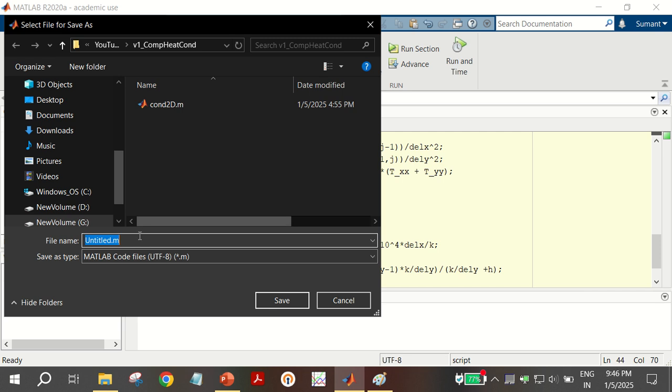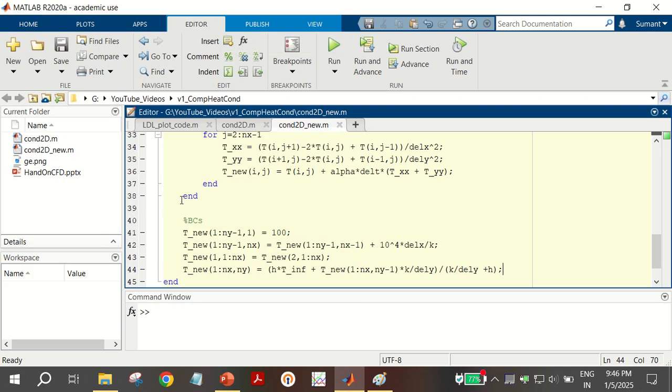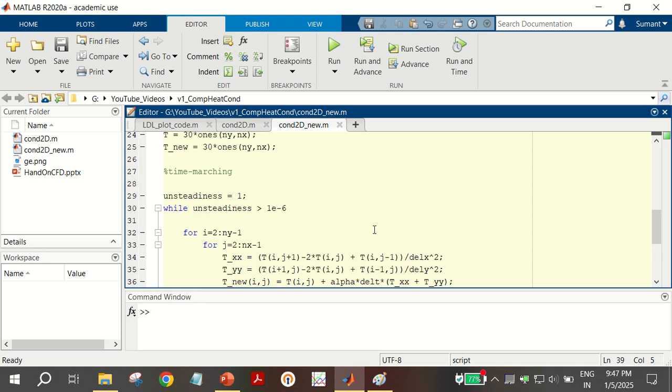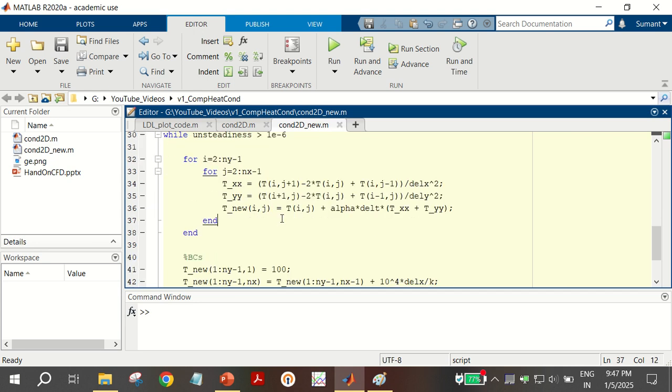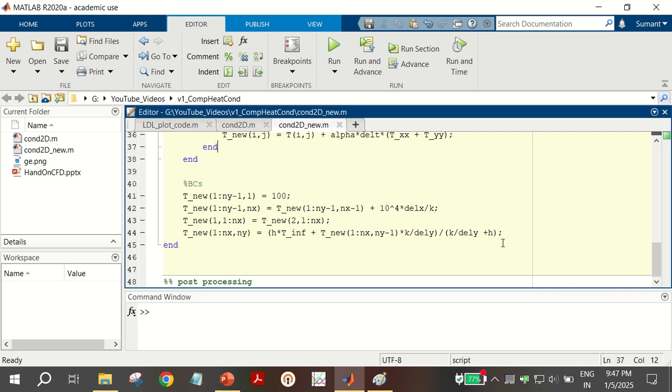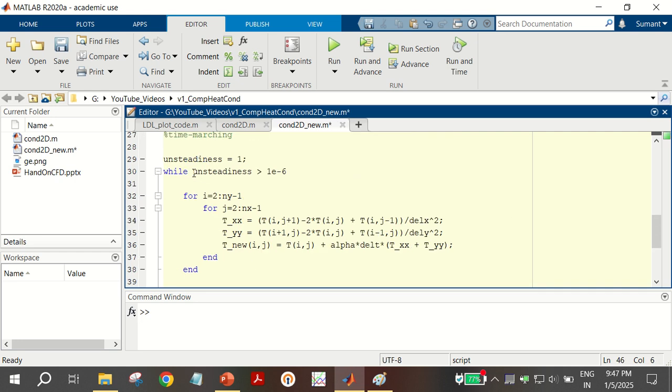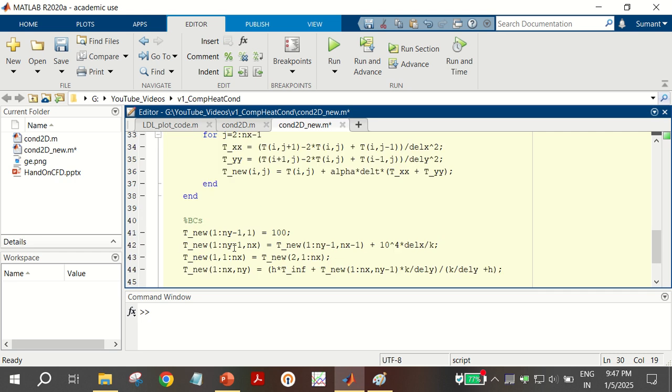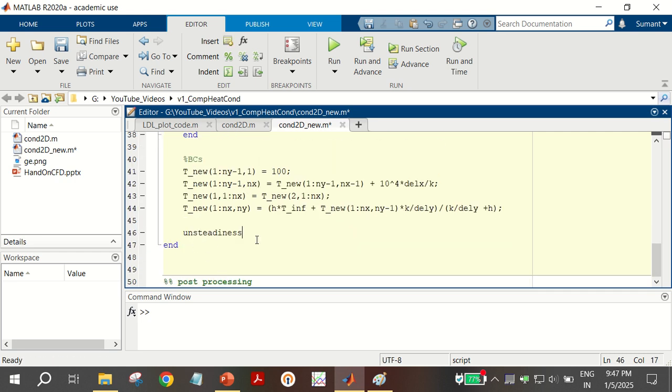Let me save it. I had already done this. Yeah, we should be good to go. I have not checked for the unsteadiness. You do all these things and then you calculate this unsteadiness value, because we have to check whether it is reaching the steady state or not.